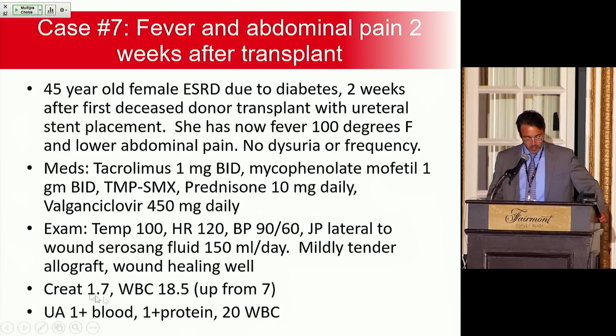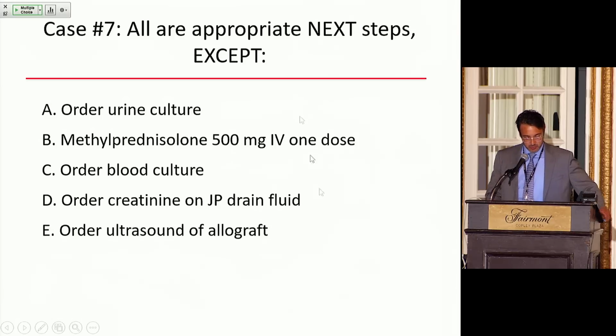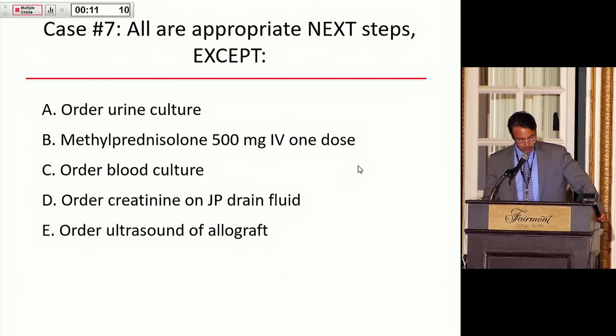The wound is healing well. Her creatinine is 1.7. White blood count is up to 18.5 from 7. And she has about 20 white blood cells in the urine, 1 plus blood and 1 plus protein. So, fever and abdominal pain 2 weeks after transplant. All are appropriate next steps except: ordering a urine culture, doing 1 dose of steroid pulse, ordering a blood culture, ordering creatinine on the JP fluid drain, ordering an ultrasound of the allograft.